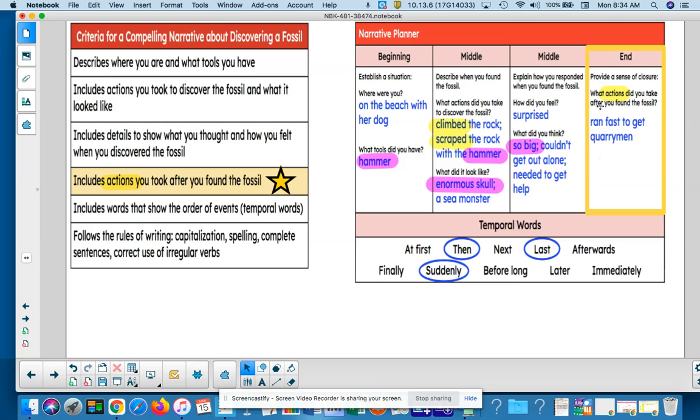Once you have written your notes about the actions that you took, you are going to turn these notes into full sentences. Watch the next video on how we turn our notes into full sentences. But before you write your own notes, make sure that your narrative planner is aligned and everything makes sense.